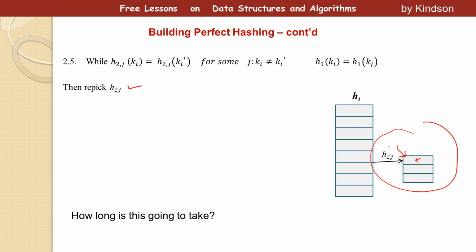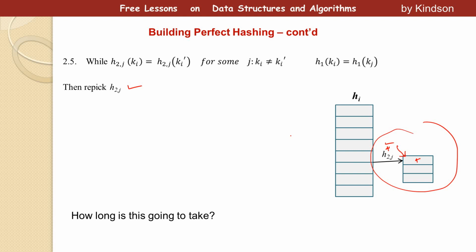So simply choose another h2 from the universal family. This is a bit confusing, so maybe we can do this lesson again. I'll try to find a way to make it a little easier.